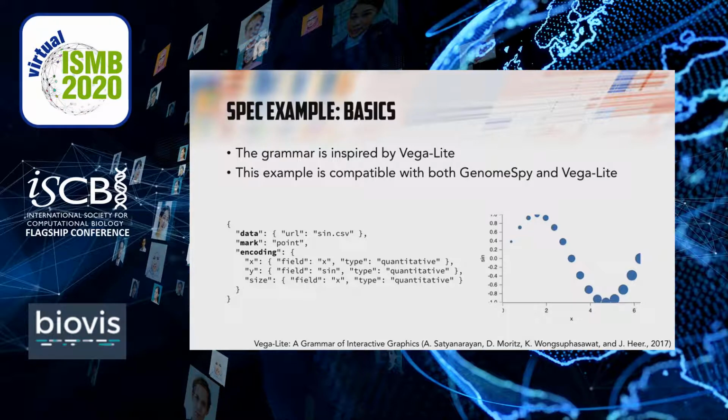Let's now look at how GenomeSpy visualizations can be specified. This is an example of a simple unit specification, which is a JSON document with a specific structure. The data element specifies what data to use. In this case, it is a CSV file with two columns, X and Sin. Mark specifies which graphical marks to use, point. Encoding specifies how the fields in the data are mapped to different visual channels. Each datum or a row is displayed as an instance of the point mark. This specification is actually compatible with both VegaLite and GenomeSpy.